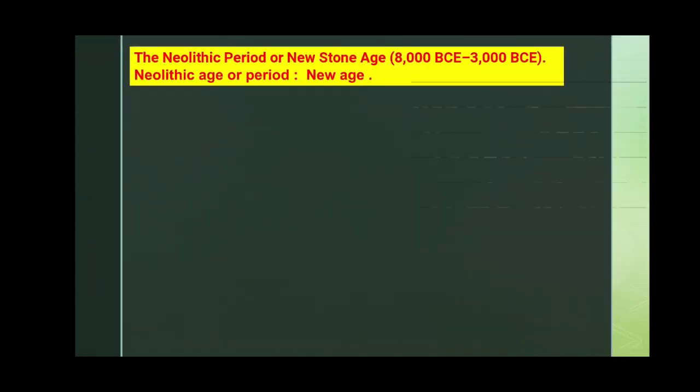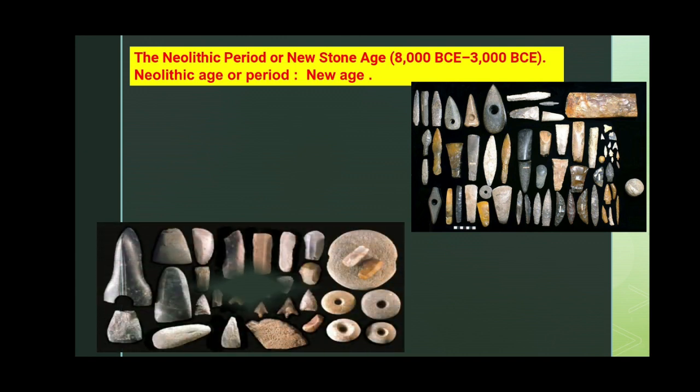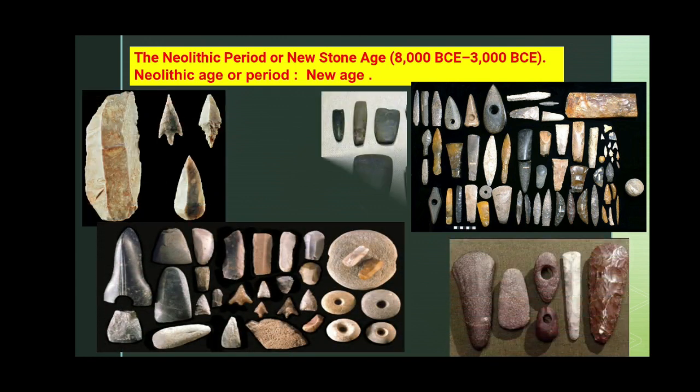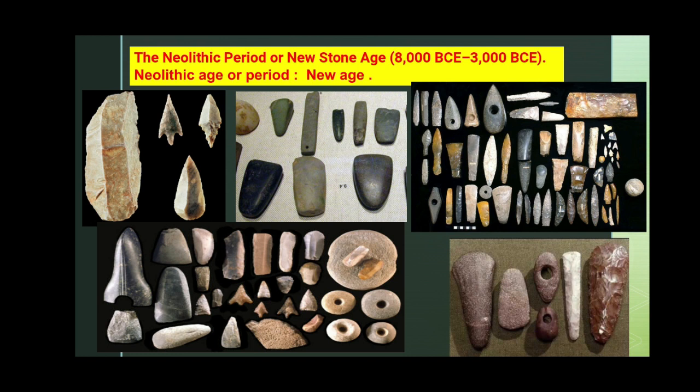Then the last one is the Neolithic period, also known as the New Stone Age, which was from 8000 BCE to 3000 BCE. As we see here, the tools and stones are in nice shape. They have been given much better shapes, and there are several different shapes of these stones which were used for different purposes.